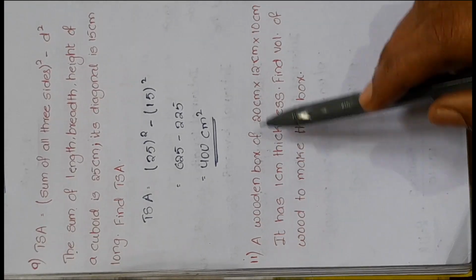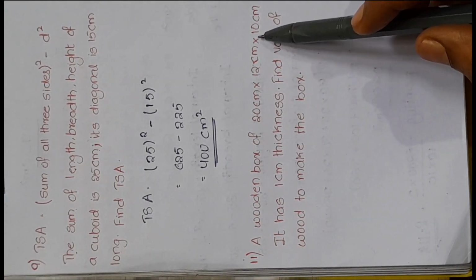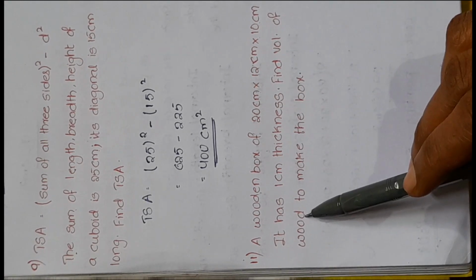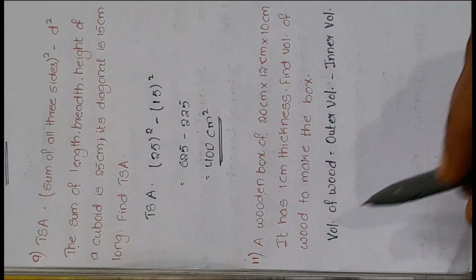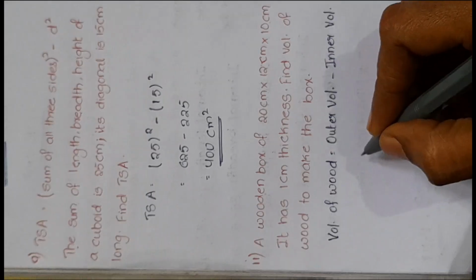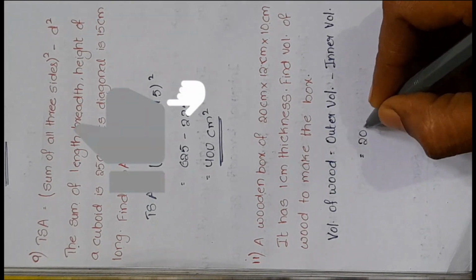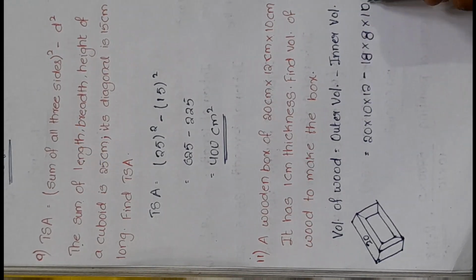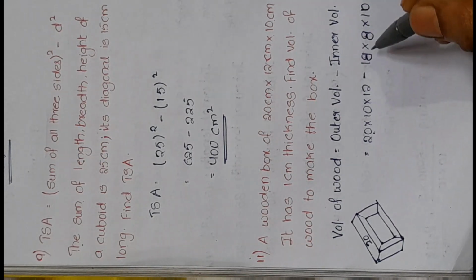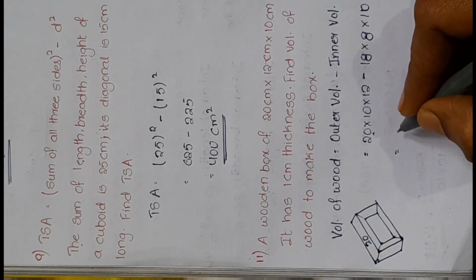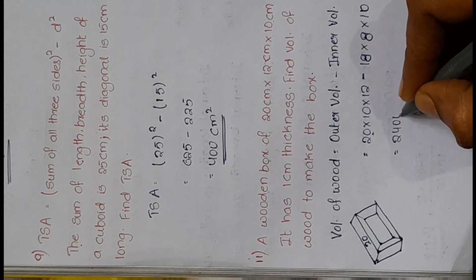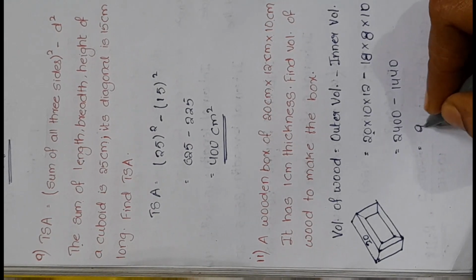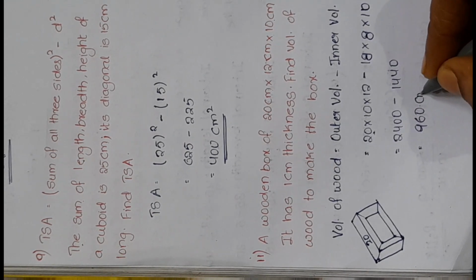Question number 11. A wooden box of 20 centimeters into 12 centimeters into 10 centimeters. It has 1 centimeter thickness. Find the volume of the wood to make the box. Volume of the wood is outer volume minus inner volume. Outer volume is 20 into 10 into 12. Inner volume is 18 into 8 into 10. That is, we should subtract 2 from each dimension. We get this as 2400 minus 1440. So the volume of the wood is 960 centimeter cube.